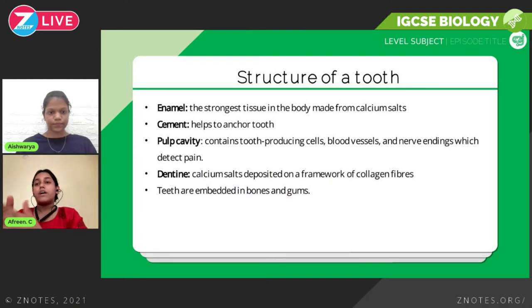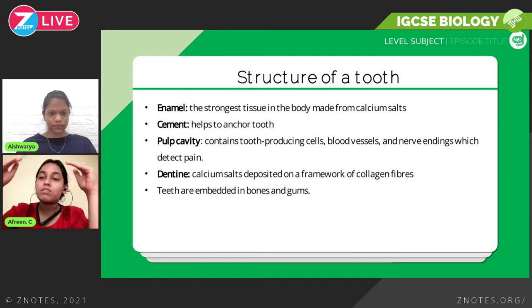Okay, so now you need to know the structure of a tooth. The first layer, the topmost layer, is called enamel, and it's the strongest tissue in the body, and it's made from calcium salts. The next layer is called... it's not layer-wise, but there's a layer called cement. And it basically helps to anchor the tooth. I'm going to go layer-wise.